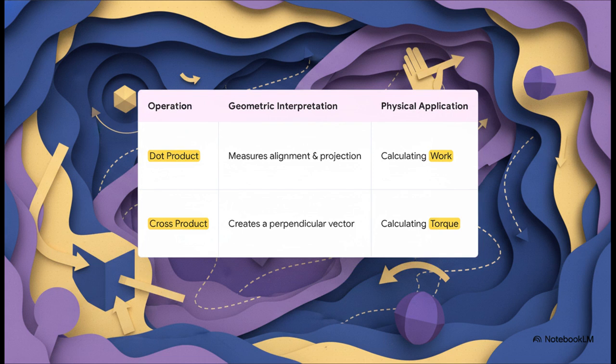The dot product, that's perfect for calculating work. So think about it. If you push a box, only the part of your force that aligns with the box's motion is actually doing any work. That's a dot product. And the cross product is all about rotation. When you use a wrench, you apply a force to create a turning effect. We call that torque. That torque acts along the axis of rotation, perpendicular to both the wrench and the force you're applying. You guessed it, that's a cross product.